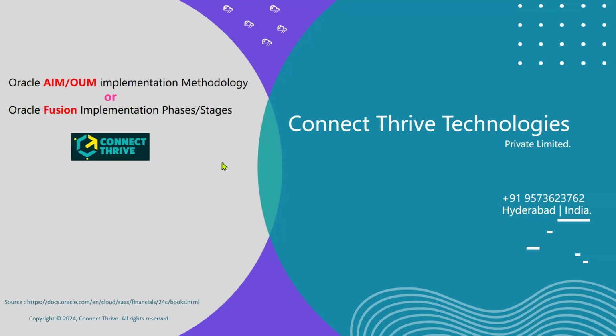So the previous session was related to the Oracle Fusion implementation phases and stages. I explained each stage in detail, right? Today I'm not going to explain all the stages in detail. I will explain only the project scope level, what will happen. That we will discuss in detail in today's video.